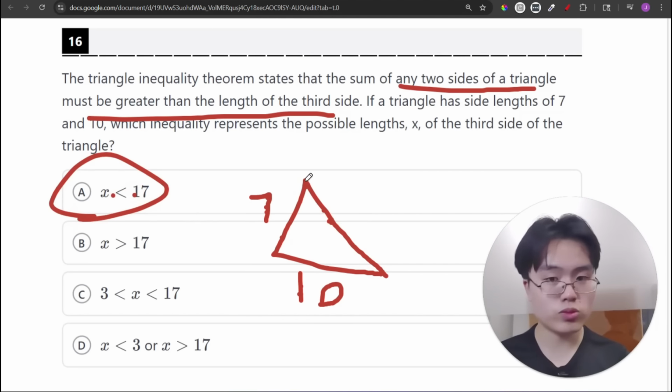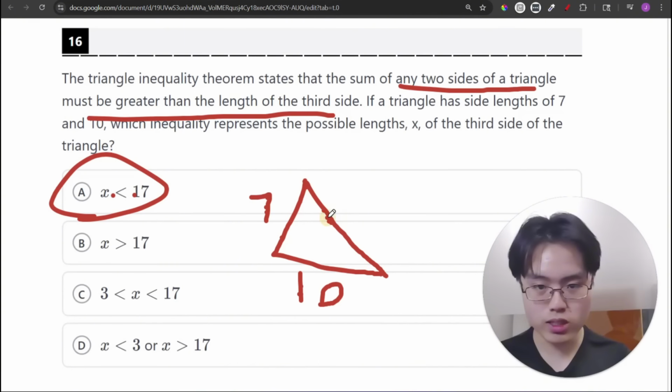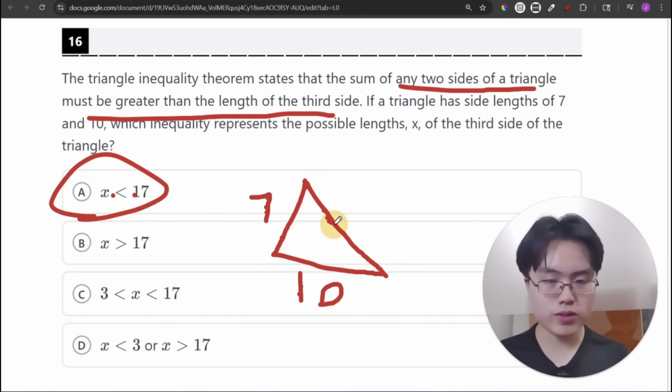And then you picked A, a number less than 17. However, that's actually not right. Okay, you are right on the fact that this side length has to be a number less than 17. However, what if the side length was 1?